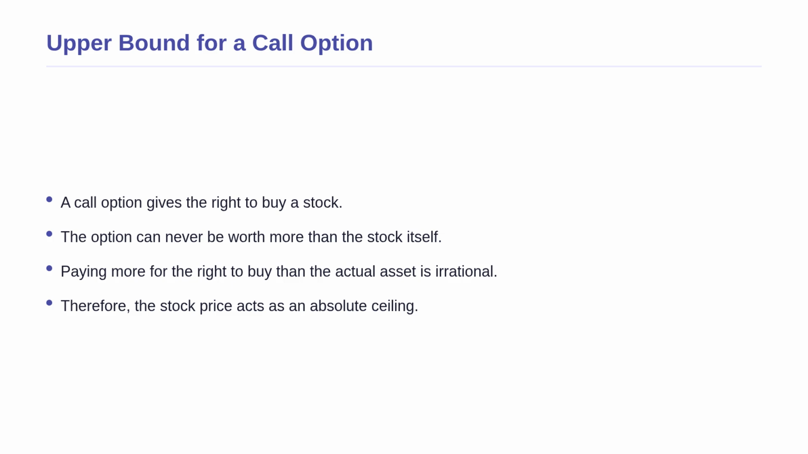If a stock is trading at $50, a rational person would never pay $51 for a contract that merely gives them the right to buy that stock. You would just buy the stock directly. Therefore, the current stock price acts as an absolute ceiling for the call option price. No matter what happens in the market, the call option's value is capped by the value of the underlying asset.